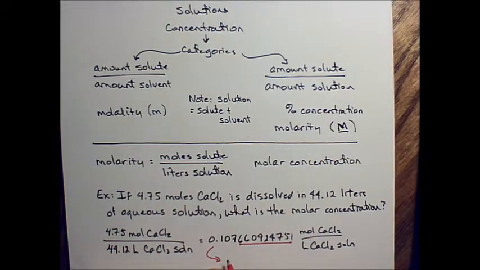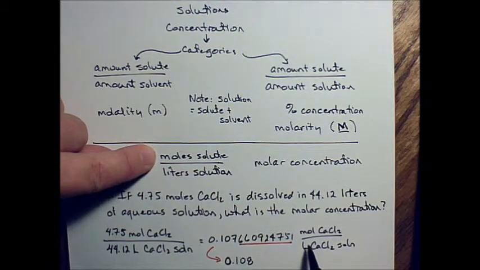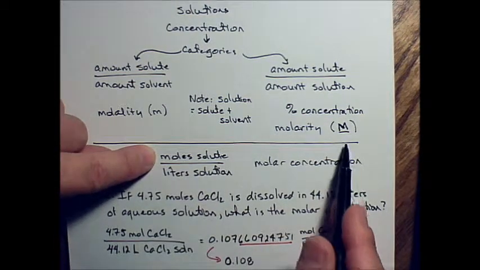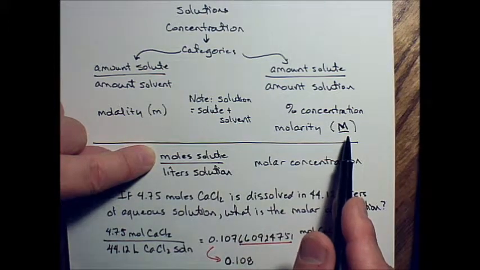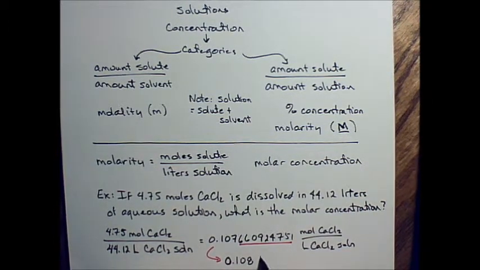And round off 0.108 moles per liter. That is molarity. And we said we can use the letter M with a line under it for that concentration unit. So I can write the answer in capital M with a line under it, calcium chloride solution.